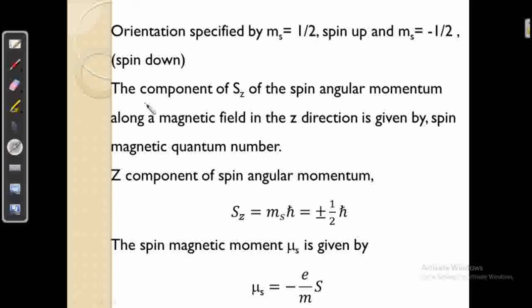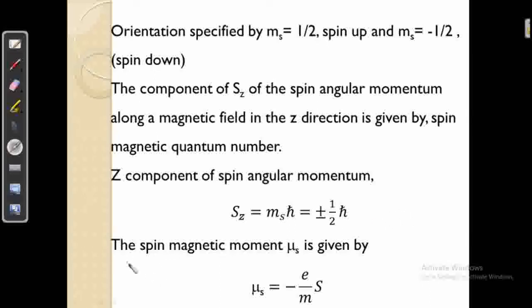And again we have a component of this angular momentum, that is capital S, in the direction of magnetic field. So we are giving the external magnetic field in the Z direction. So we can find the component Sz of the spin angular momentum in the direction of the given magnetic field, that is given by Sz is equal to ms into h cross. So what is the value of ms? Ms is equal to plus or minus half into h cross. This is the Z component of spin angular momentum.